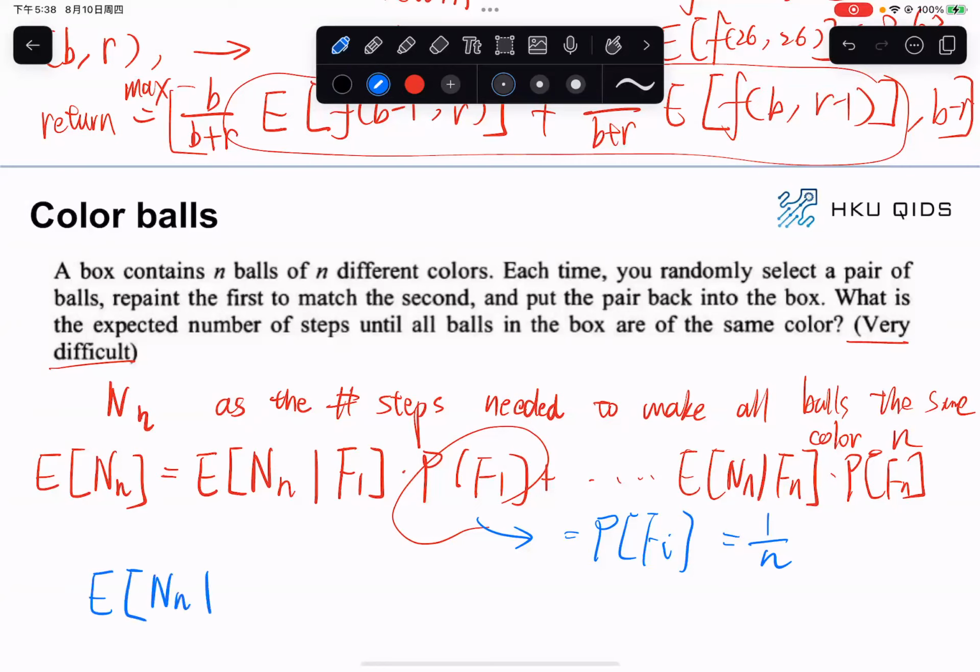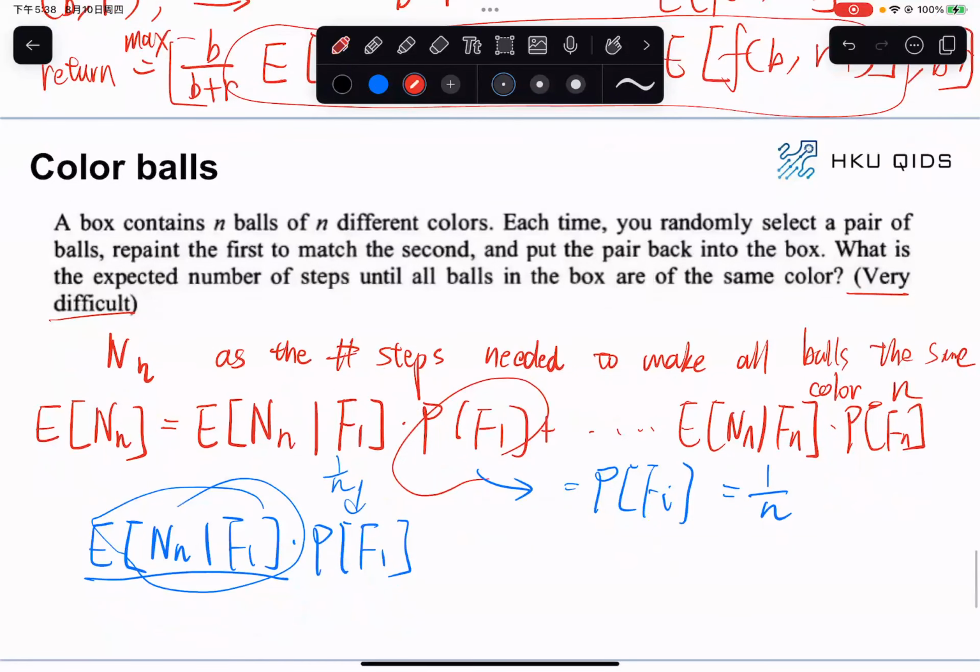So now we only need to solve out what E_n of F1 multiplied by P(F1) is, right? And all these expected values are also the same. So we already know this is 1 over n. So we only need to solve this part. So how can we solve this part? This is, of course, a Markov chain and also a martingale.